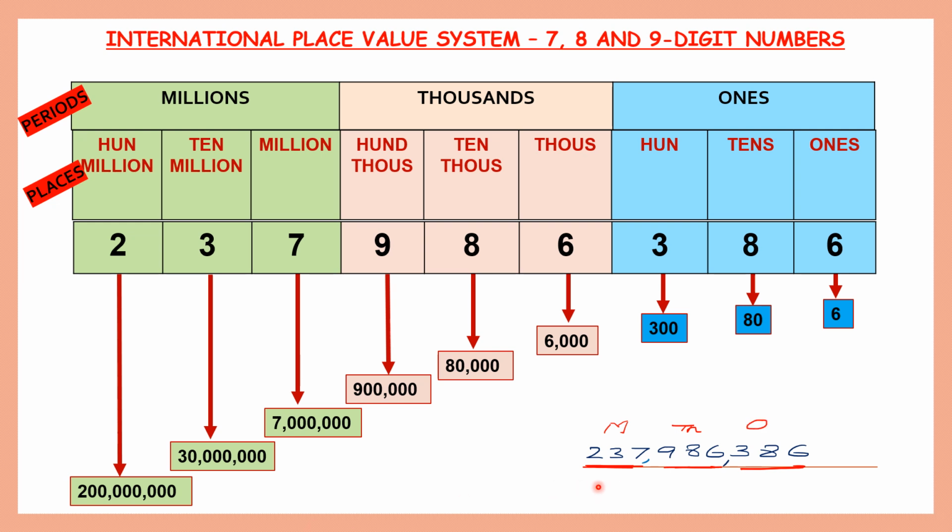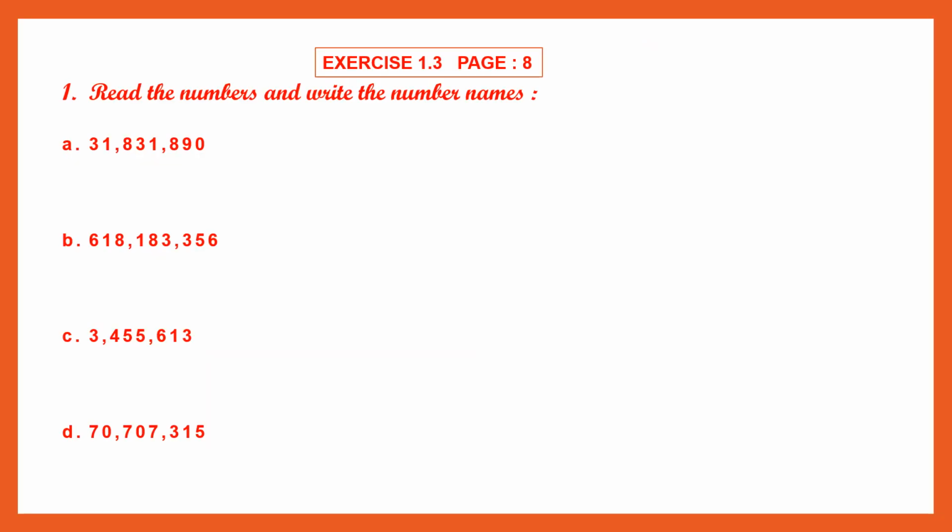So let's read this number. 237 million, 986 thousand, 386 ones. So this is how we write. So let's read this number once again. 237,986,386. So this is how we write in the International Place Value System, reading and writing 7, 8 and 9 digit numbers. So now let's begin the exercise, which is found on page number 8, exercise 1.3.